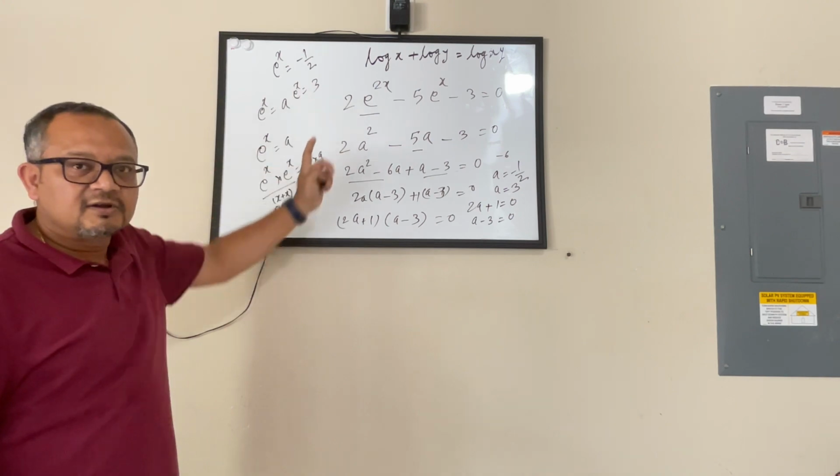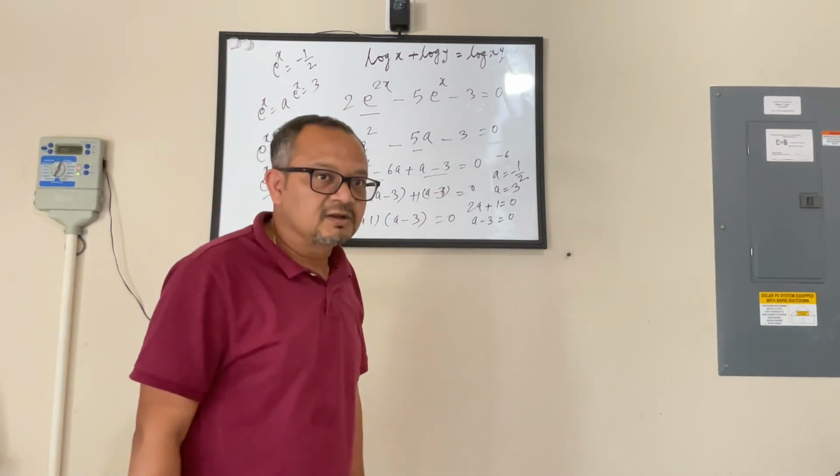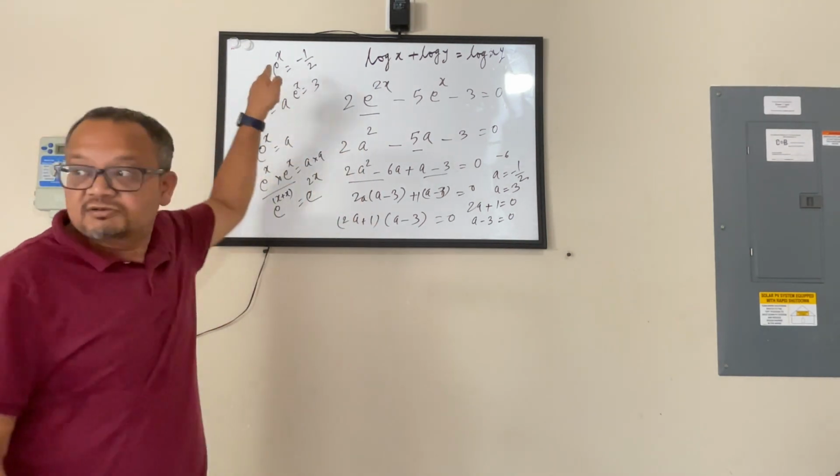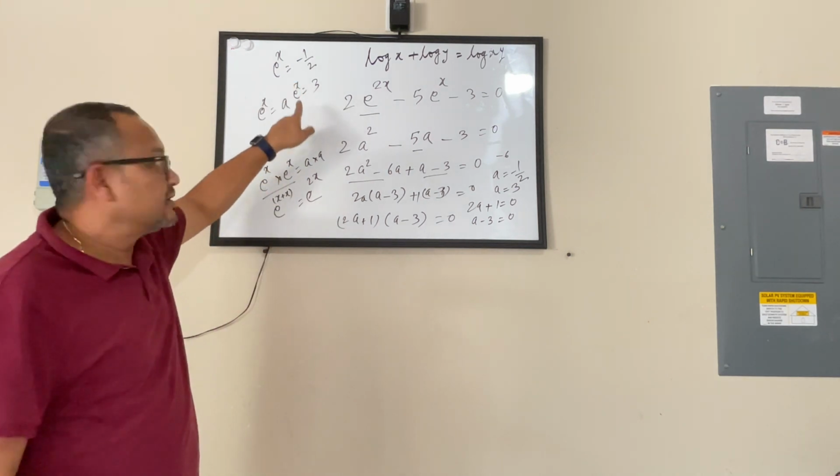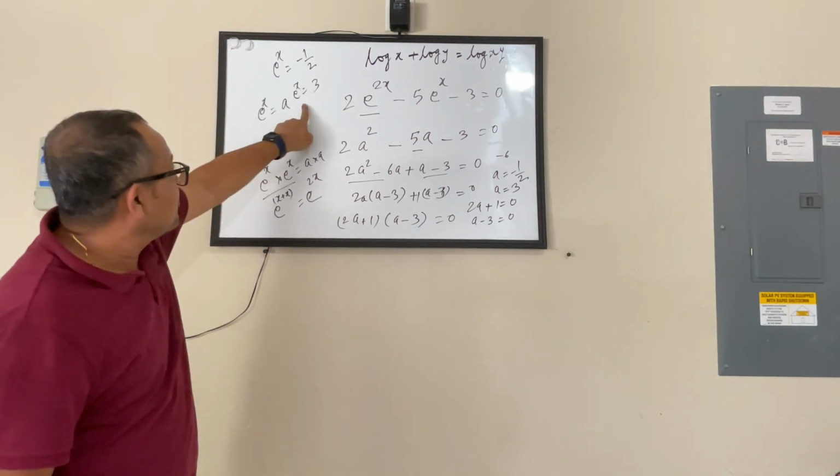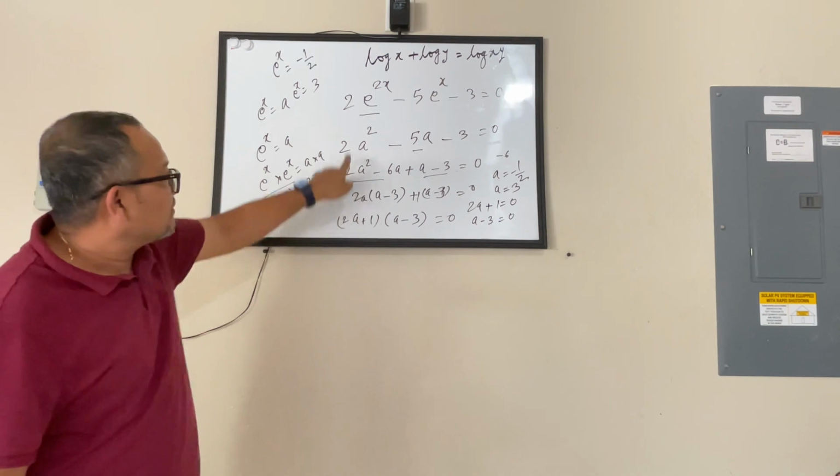You have to plug in the natural logs and then get the value. So here, now you have got two values for e to power x, right? Because we can see this.